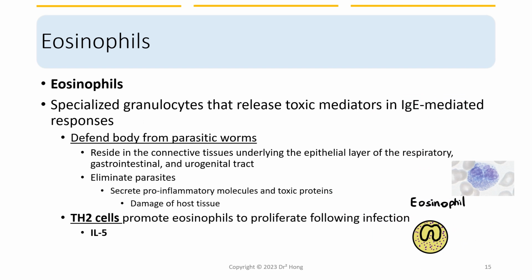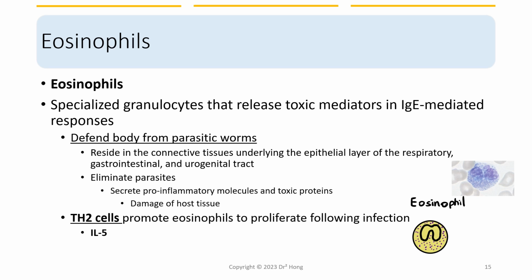Moving on to eosinophils. Remember, we're still talking about type 1 reactions. The eosinophils are similar to mast cells, and they are specialized granulocytes. They can release toxic contents in response to IgE binding, and they can perform killing and also induce or amplify inflammation. They reside in connective tissues underlying epithelia, in the respiratory, gastrointestinal, and urogenital tracts. They are there to secrete pro-inflammatory molecules and toxic proteins to kill parasitic worms. But these toxic proteins can also damage host tissues.